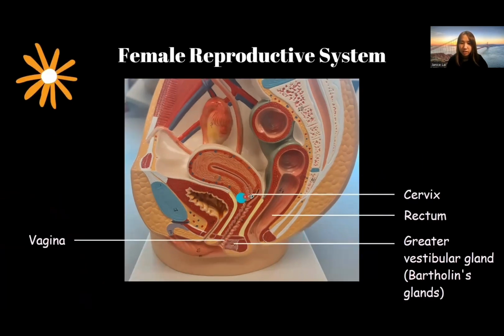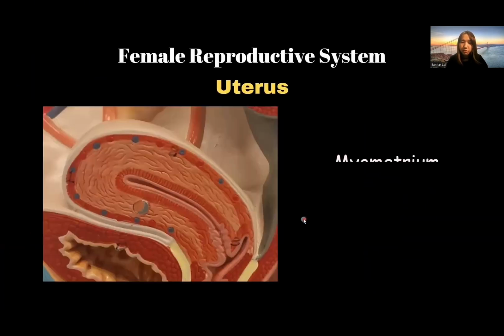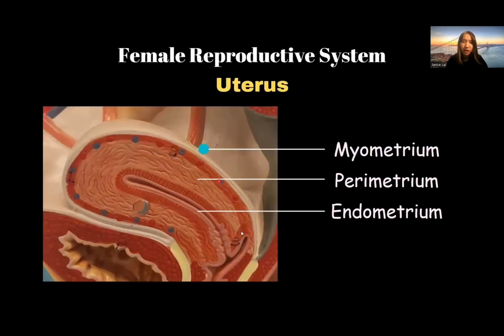Following next, this is the cervix, and here is the rectum. Over here, this is the vagina, and this is the greater vestibular gland, which is called Bartholin's gland. Following next, this is the uterus, which I have zoomed in, and it consists of 3 walls. The first one is myometrium, second one is called parametrium, the third one, the inner one, is called endometrium. Alright, that's all for the female reproductive system.